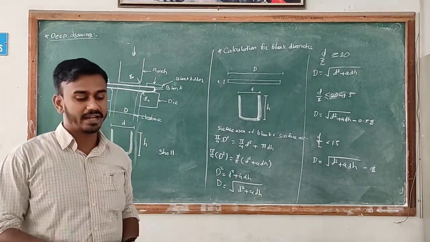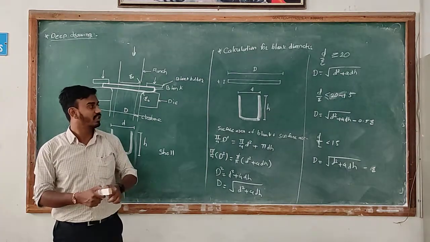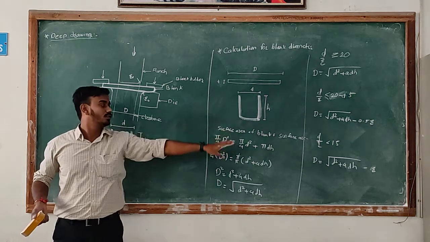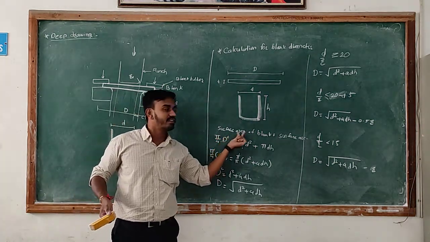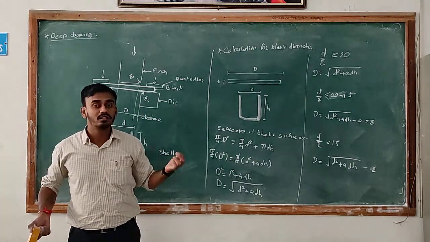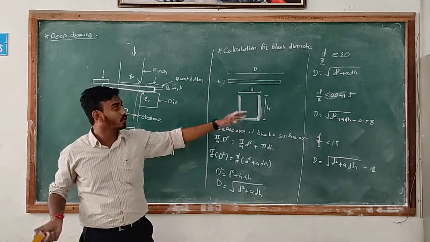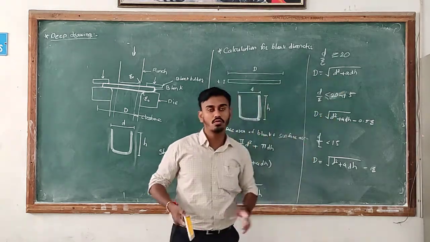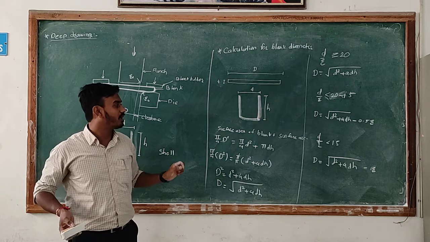Diameter of the blank. Now we will discuss the percentage reduction. Have you got how we can calculate the diameter of the blank? Here we compare the surface area of the blank with the surface area of the shell, and after comparing this we will get that formula. There are different conditions, and according to that we have to choose which formula we have to use.